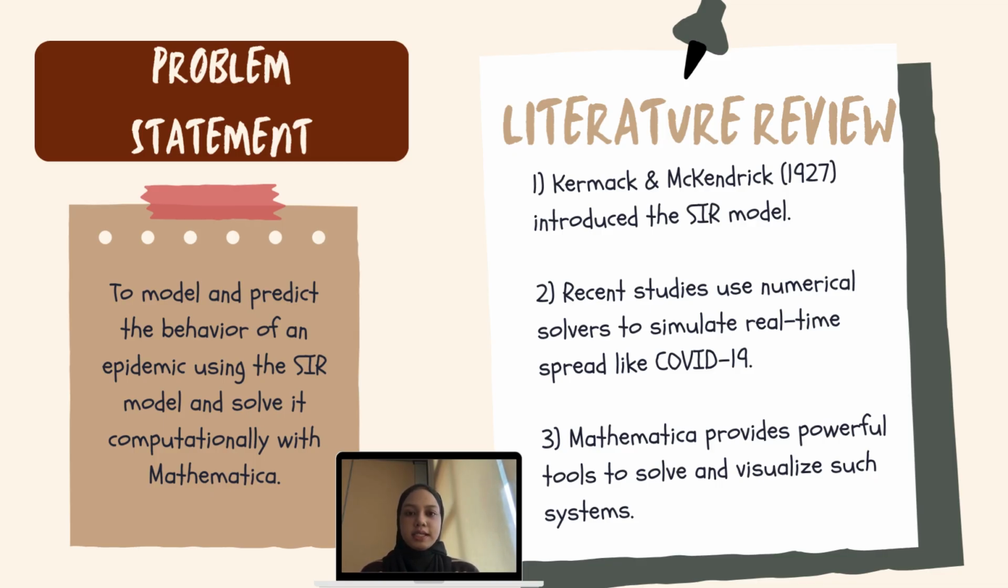This type of model is not new. The SIR model was first introduced in 1927 by Kermack and McKendrick, and since then it has been used and adapted in many studies. During the COVID-19 pandemic, researchers and governments applied this model to understand how fast the virus could spread and what interventions, like lockdowns or vaccination, could help flatten the curve.